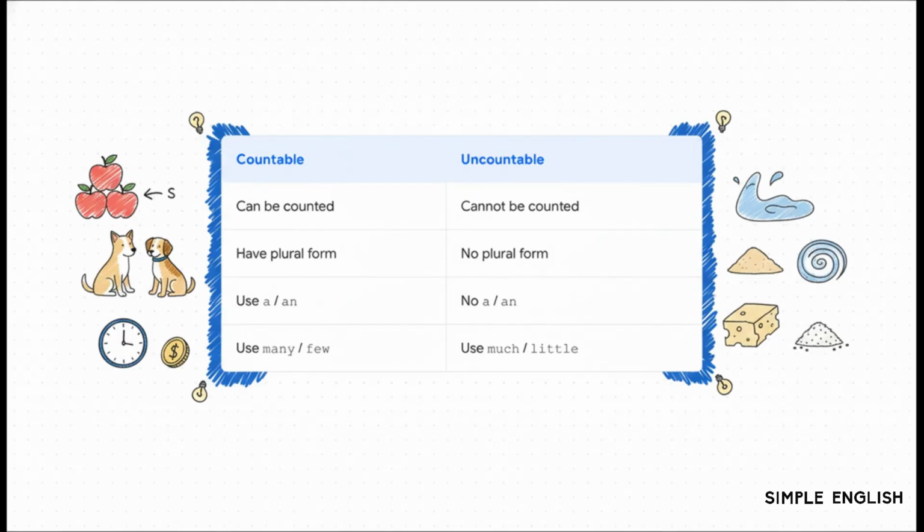Okay, think of this table as your ultimate cheat sheet. Seriously. On the left, you've got countable. You can count them, they can be plural, and they work with words like a, an, many, and few. On the right, uncountable. You can't count them, no plural form, and they pair up with words like much and little. This right here is the heart of it all.